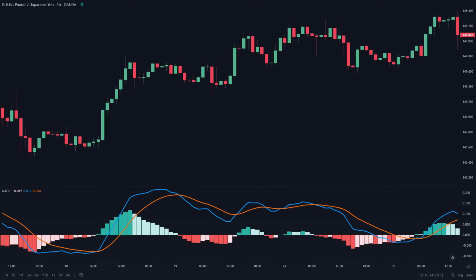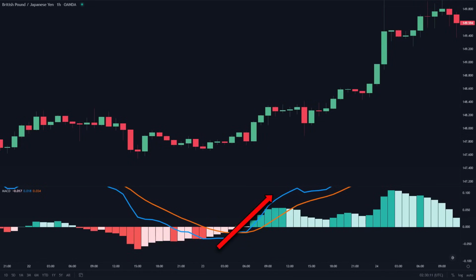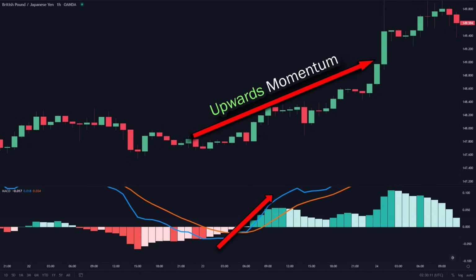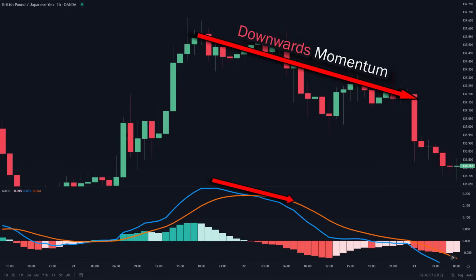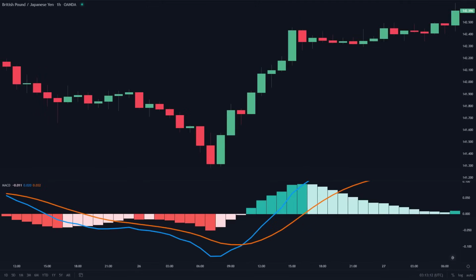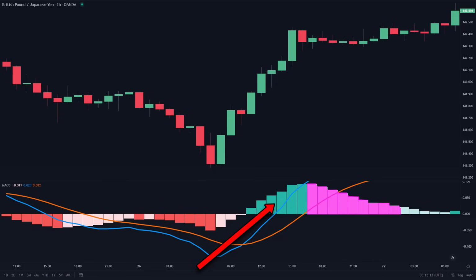Now, the way traders utilize this indicator to identify momentum is by looking at the crossover between the MACD line and the signal line. Let me show you an example. If the MACD line crosses above the signal line, it indicates that the market is on an upwards momentum, and if it crosses below, it indicates that the market is on a downwards momentum. Traders can also utilize the size of the histogram to determine the strength of the momentum itself. If the MACD crosses above the signal line while the histogram is getting larger, it shows us that the upwards momentum is getting stronger. Similarly, if the histogram is getting smaller in size, it indicates that the upwards momentum is getting weaker.